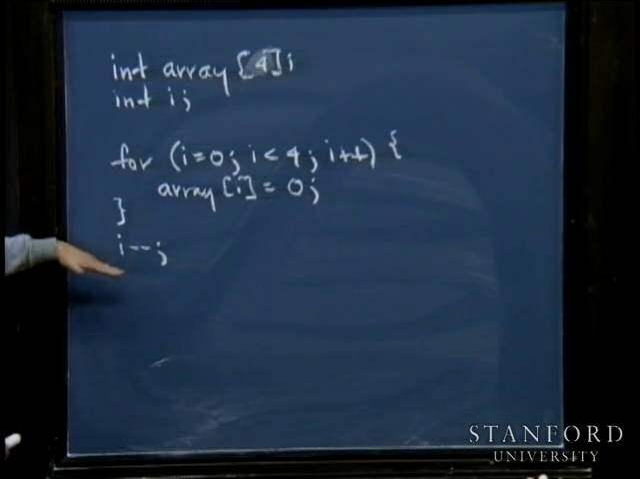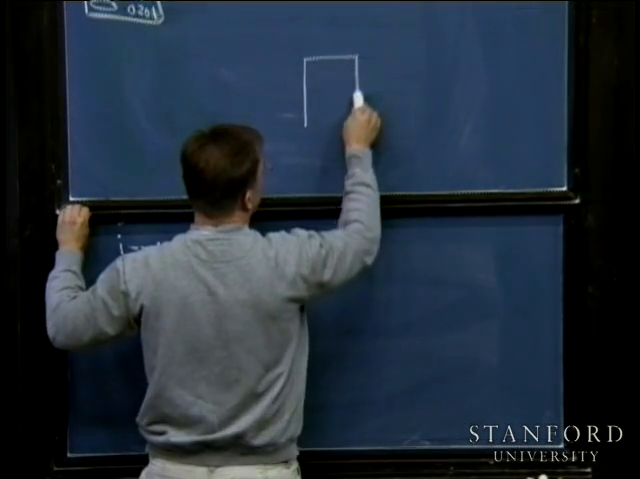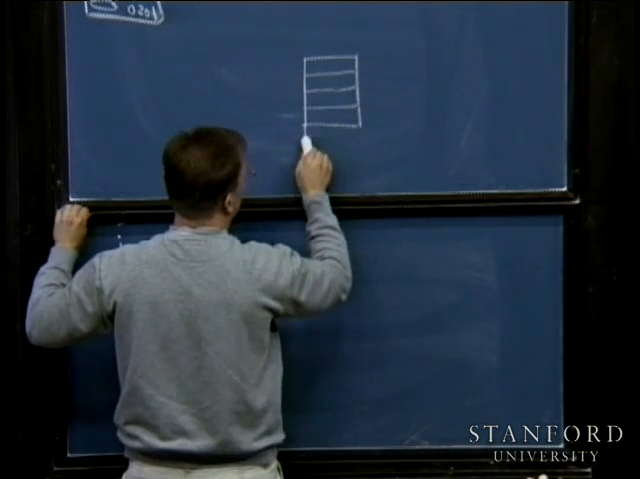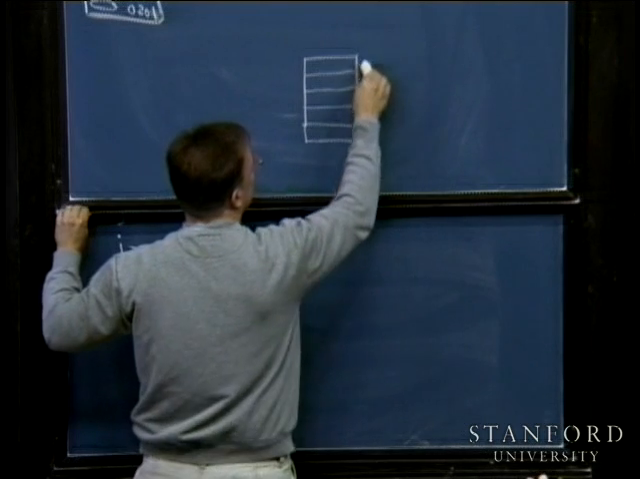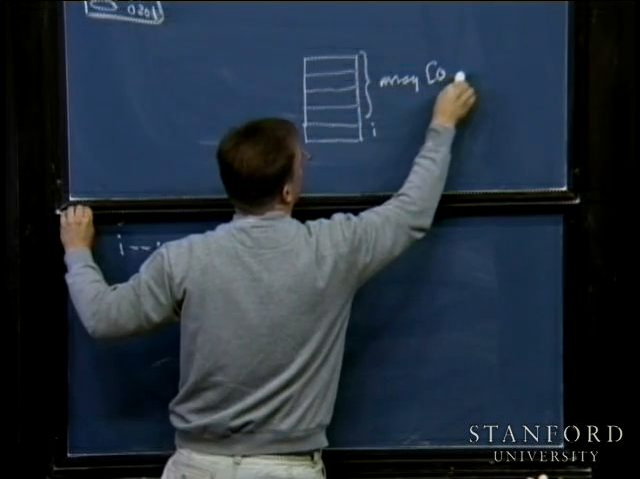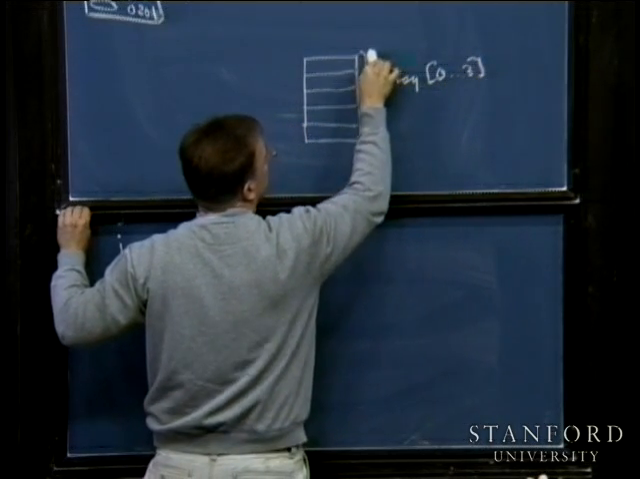Let me just write the code for this. Let me draw the picture. The way this would be laid out is that I'd have 16 bytes with 4 more bytes below it. That's I. This is array of 0 through 3, but I'll emphasize that this is the 0th, the 1th, the 2th, and the 3rd.